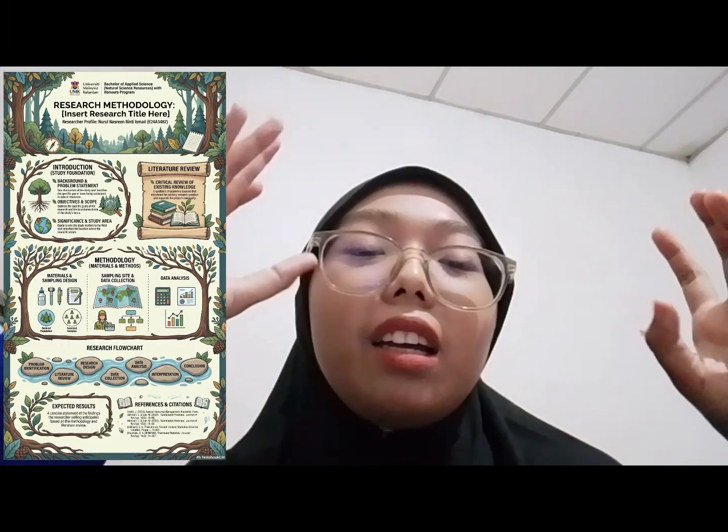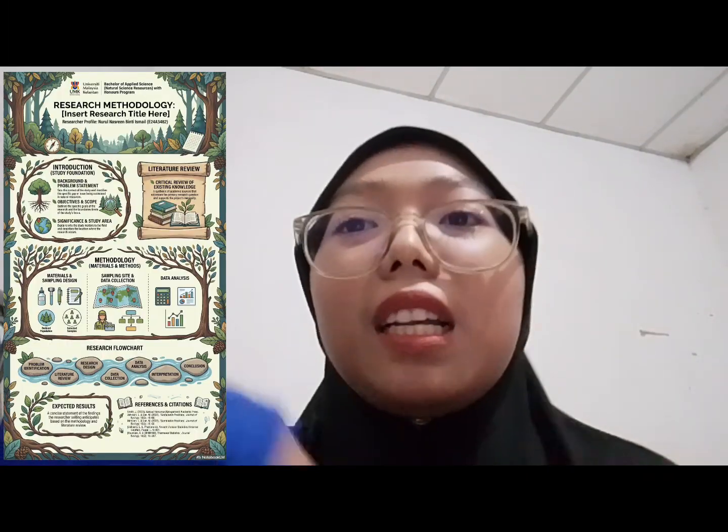Now let's dive into the core execution of the project, which is the materials and methodology. I have broken this down into three main phases. First is materials and sampling design. I use a lot of tools for materials, such as a measuring tape, which is important for me to accurately measure the plots of my place to make a sample design.